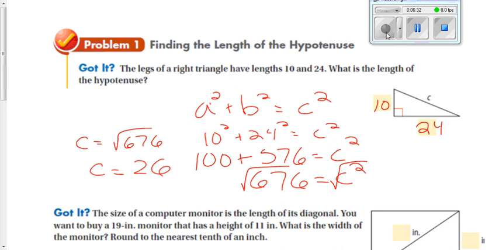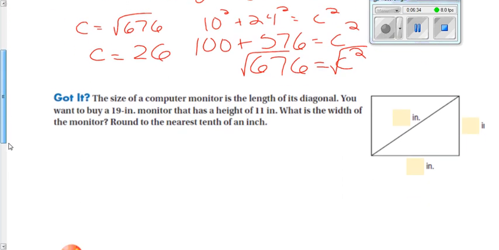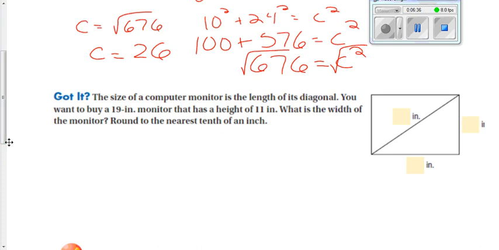All right. This time around, the size of a computer monitor is the length of its diagonal. Don't know if you knew that. That's how it is when you go by TV screens too, if you have a 62-inch TV screen, that's the length of the diagonal. You want to buy a 19-inch monitor that has a height of 11 inches. What is the width of the monitor?